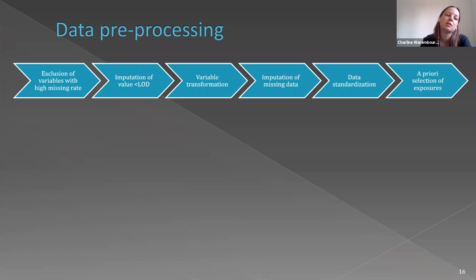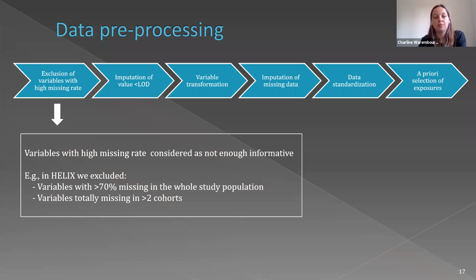So the first step was to exclude the variables with a high missing rate. We consider that there is not enough information in these exposure variables to include them in the analysis. So we exclude the exposure variables which have more than 70% missing in the whole study population, and also all the variables that were missing in more than 2 cohorts. So at that step, you can remove some exposures from your data set.